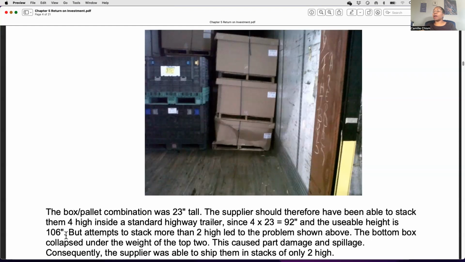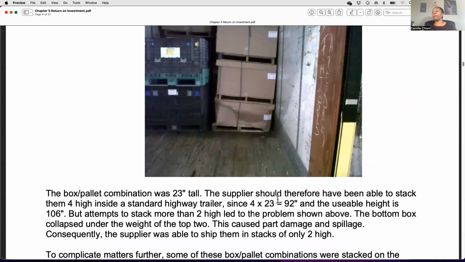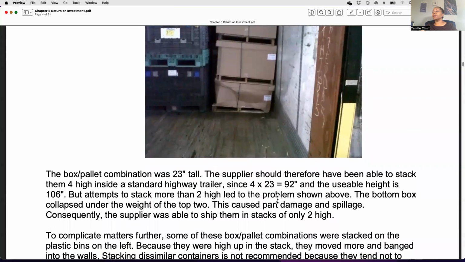Again, this says that usable height is 106, right? But I mentioned here, if they stack more than 2 high, you're going to get some damage here if this bottom box is failing. This one, some of the issues that you see here would be damage and spillage. So parts are falling out, they're losing parts.